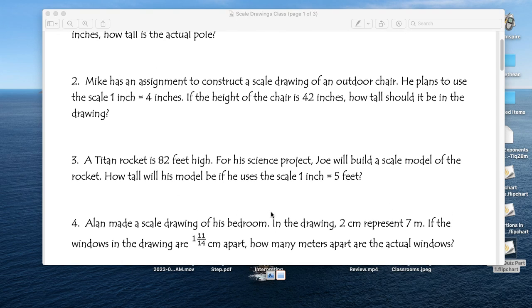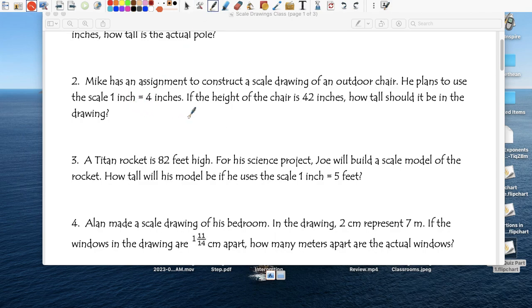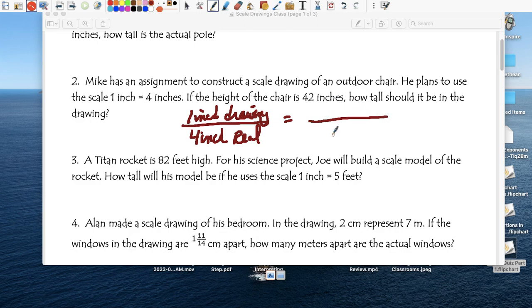1 inch in the drawing. Okay, so let me just do it. I think what this meant, because it was not very clear, is 1 inch in the drawing, and there's where your labeling comes in handy, equals 4 inches in real life. And that was my issue with this question. So if the actual height of the chair is 42 inches in real life, how much is in the drawing? So there is your proportion. All right, so that wasn't that bad at all.